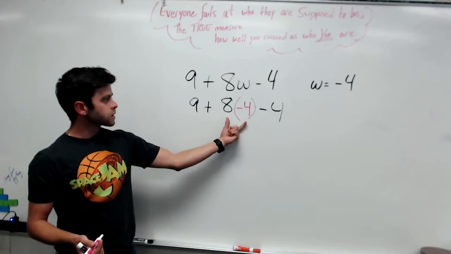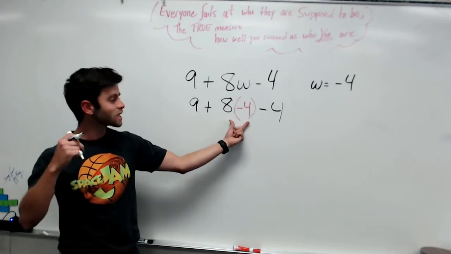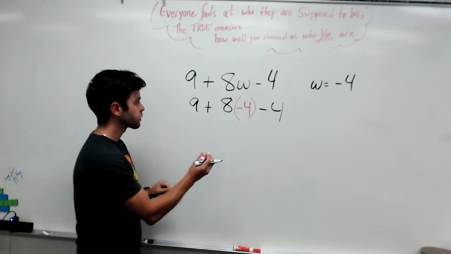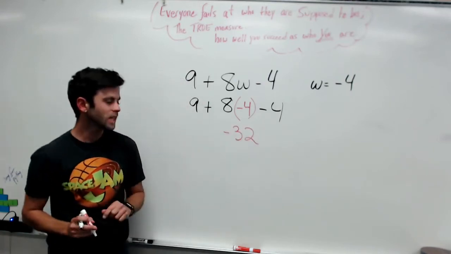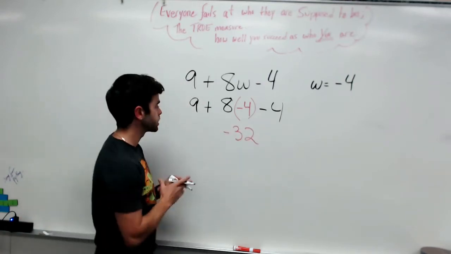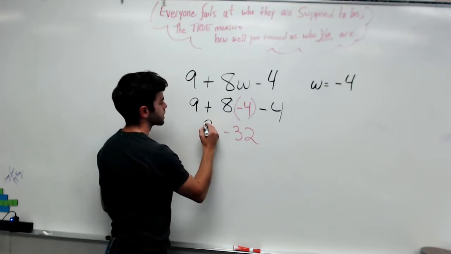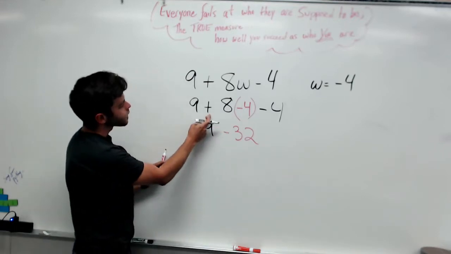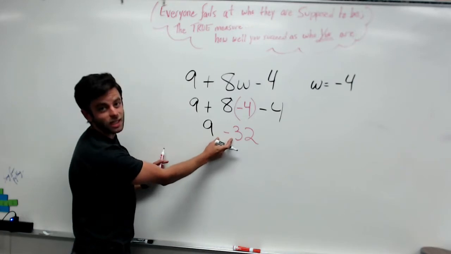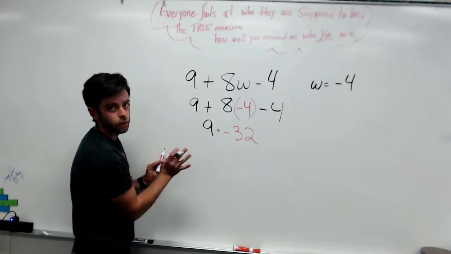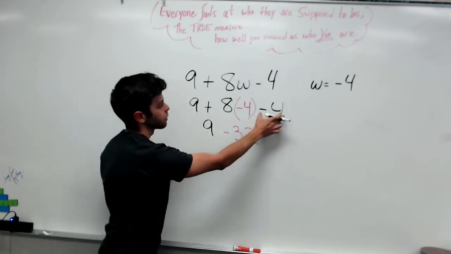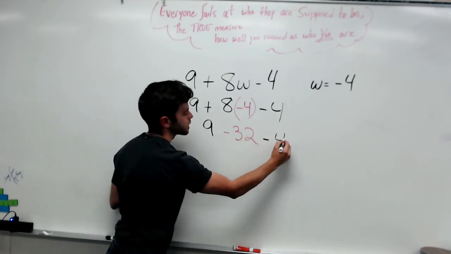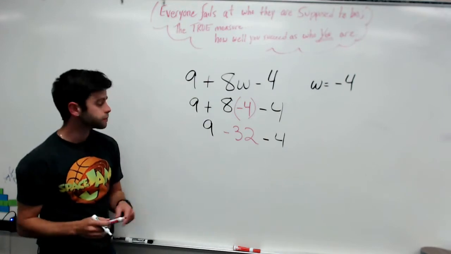First things first, I multiply. 8 times -4 is -32. And then I'm going to write down everything else that I didn't change. So I'm going to have this 9. And that plus sign, we don't really need. If you want to, you can include it, but we don't need it because we already have the sign. And then I'm going to bring down that -4. And then I just keep going.